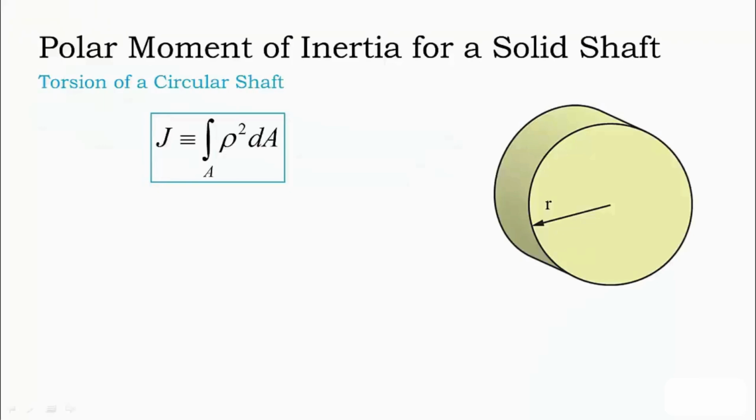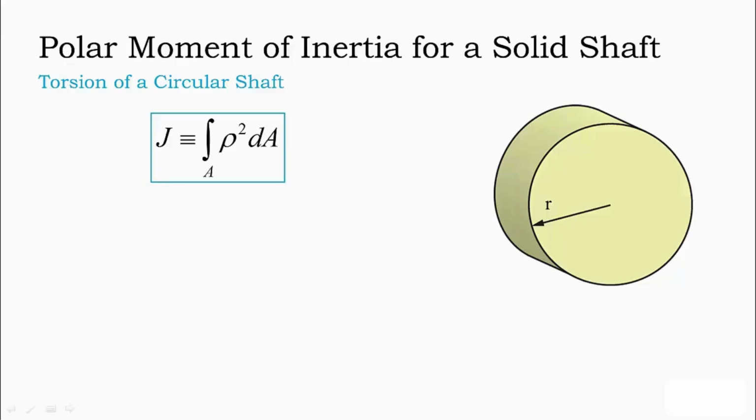Let's first take a look at the polar moment of inertia for a solid circular shaft. The polar moment of inertia of a shaft is defined as the integral, over the domain of the cross-sectional area of the shaft, of the elemental area dA multiplied by its radial position from the axis of the shaft squared.